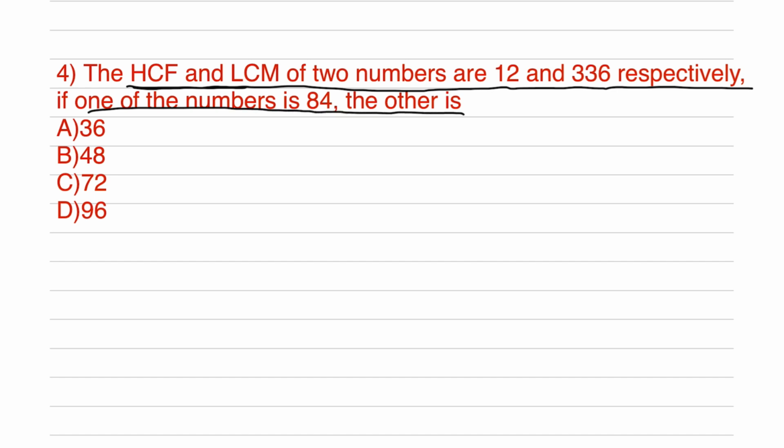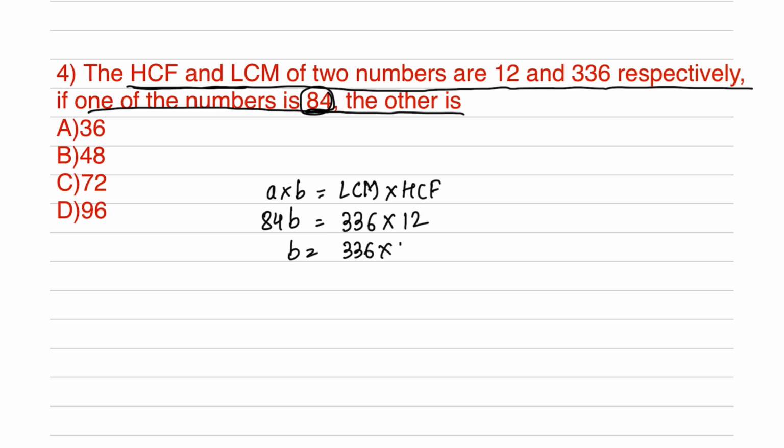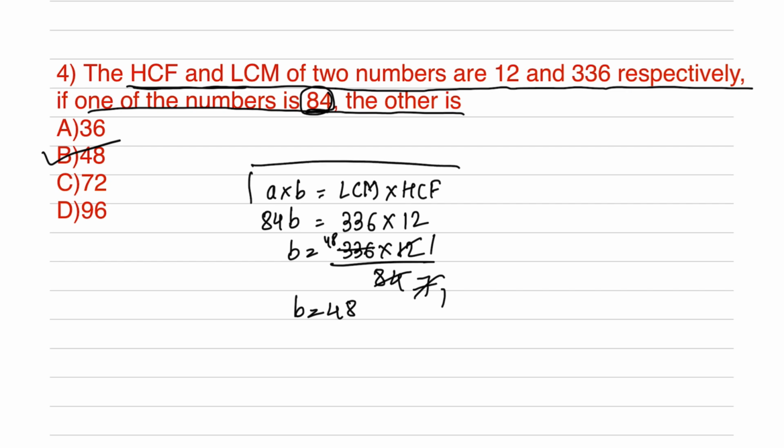I have already told you in the previous video that the product of two numbers will always be equal to the product of their LCM and HCF. As they have given one number as 84, take 84. We don't know B. LCM is 336 and HCF is 12. So B will be 336 into 12 by 84. 12 ones are 12, 12 sevens are 7, ones are 48. So B equals 48. Option B is the right answer. So remember this formula because it is commonly asked in competitive exams.